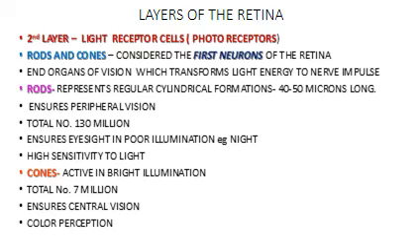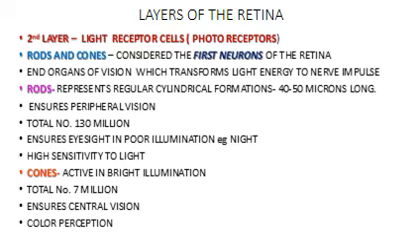Now, looking at the rod, the structure is a regular cylindrical formation and the length is 40 to 50 microns. The rods ensure peripheral vision. The total number is 130 million, and the rods ensure eyesight in poor illumination, for example at night. So it has a high sensitivity to light.